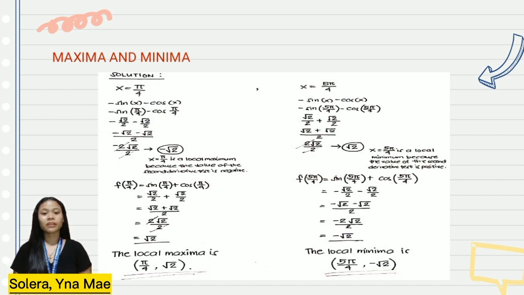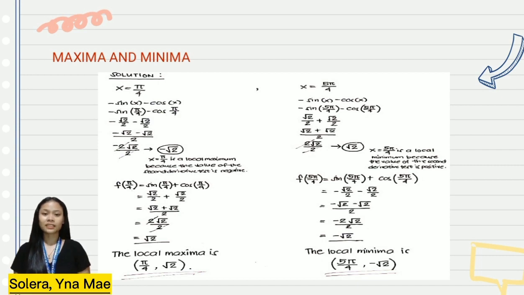Evaluate the second derivative at x equal to 5 pi over 4. So negative sine 5 pi over 4 minus cosine 5 pi over 4 equals the square root of 2 over 2 plus the square root of 2 over 2, which equals 2 the square root of 2 over 2, which equals the square root of 2. So x equal to 5 pi over 4 is a local minimum because the value of the second derivative test is positive. Find the y value when x is 5 pi over 4.